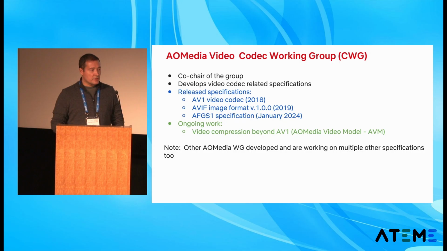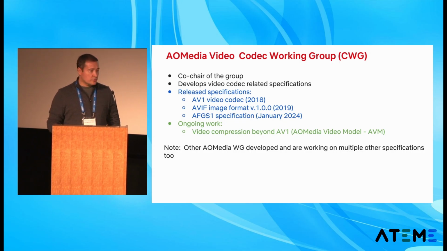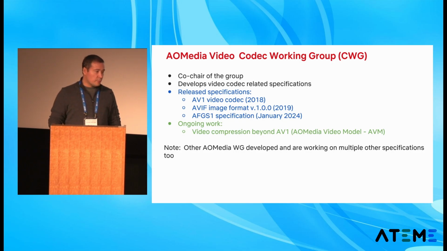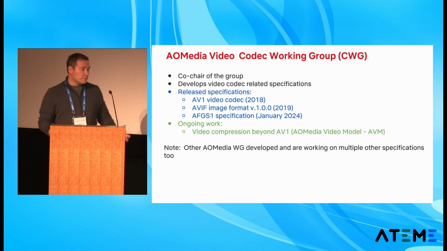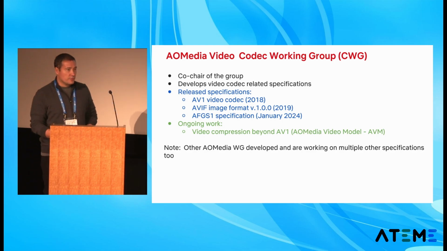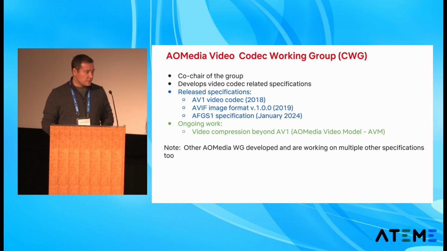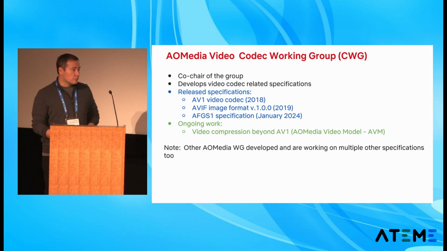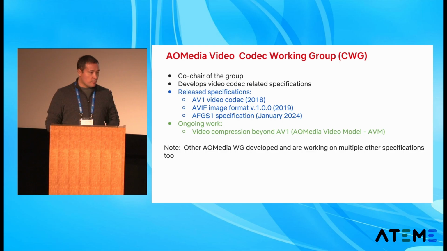The group develops video codec related specifications, and so far it developed the AV1 specification, then the AVIF image format, which is basically a container for the AV1 intra. And recently we also published the AFGS1 specification, which is the film grain from AV1 that can be used with other video codecs using the ITU-T T35 SEI messages. The ongoing work of the group is video compression beyond AV1, and that's called the AOMedia video model.